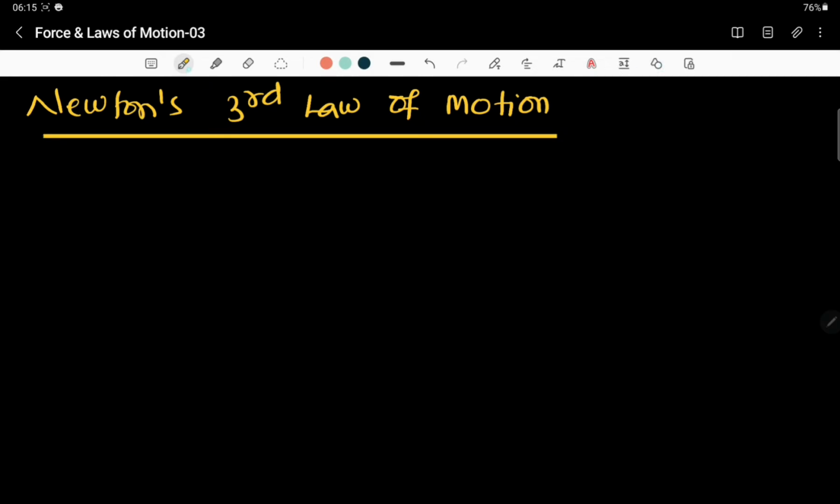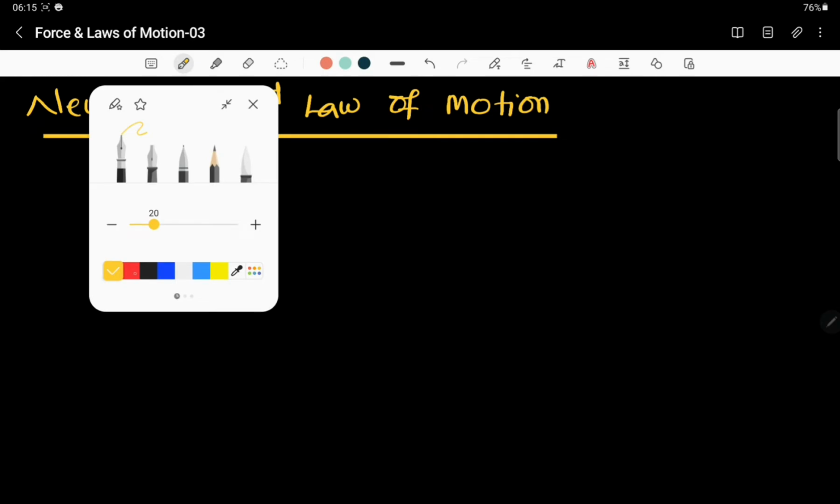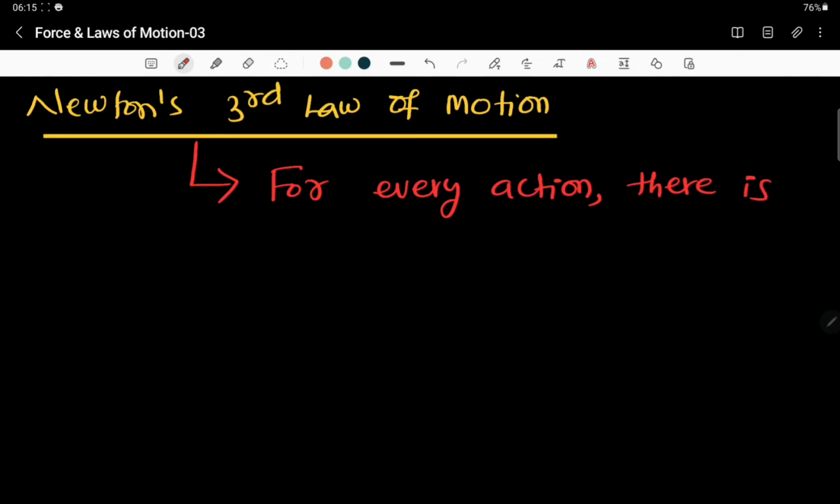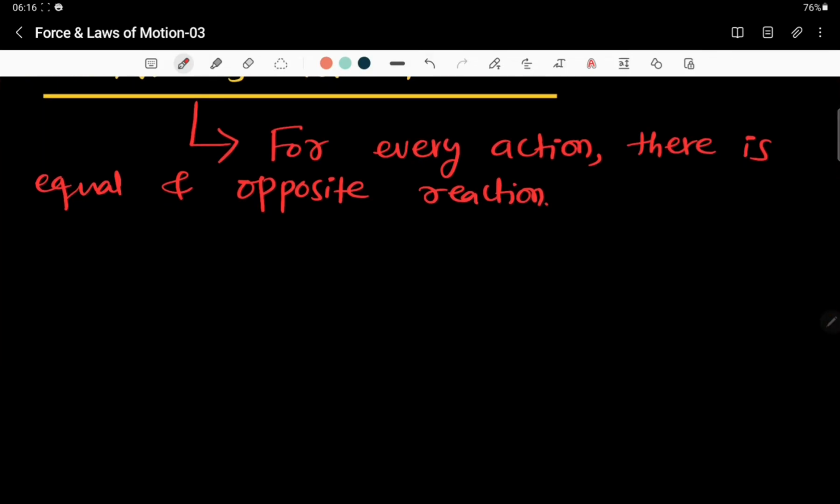As I have already told, this is also known as the action reaction law. So you can just write a simple definition, Newton's third law of motion: for every action, there is an equal and opposite reaction. Very simple definition, but this has to be understood with the help of examples. For every action, there is an equal and opposite reaction. So let's take one classic example.